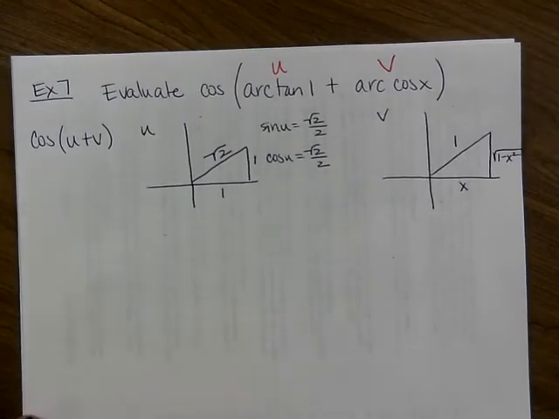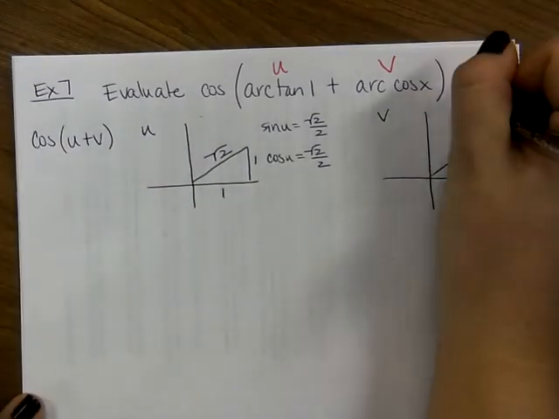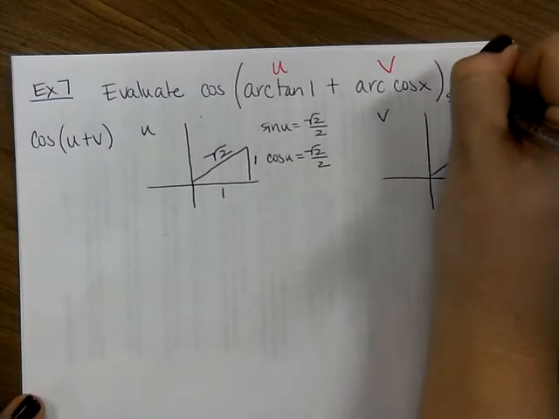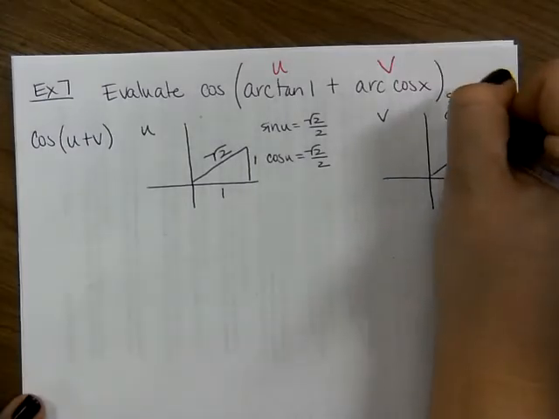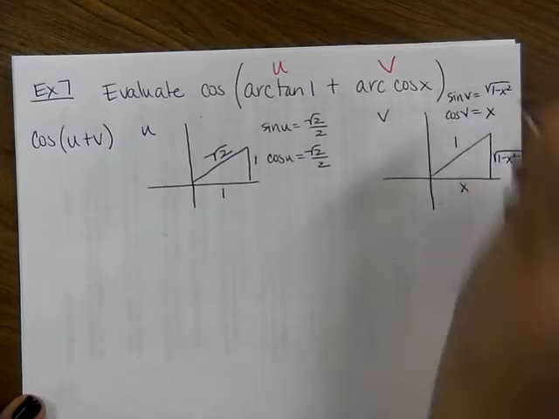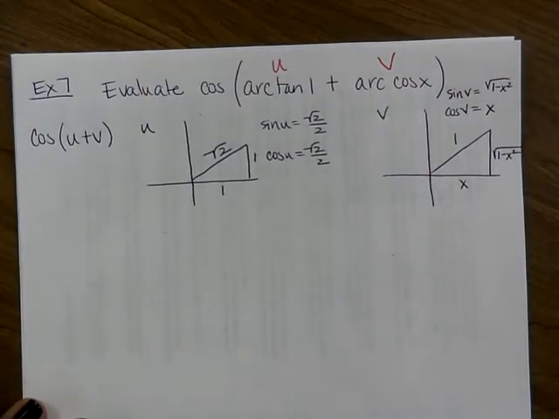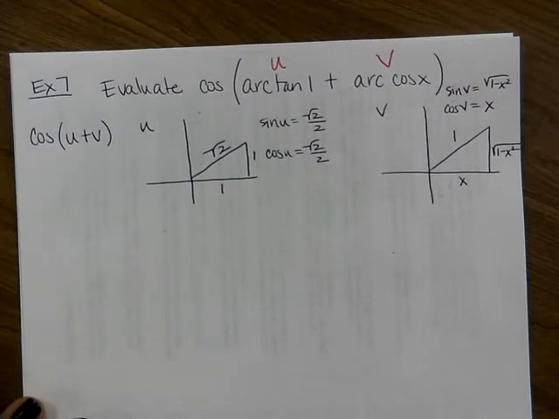Keep in mind that you're not allowed to take the square root of that, right? That is fully simplified. That is what it is. And now let's just make ourselves a note. That means that the sine of v is root 1 minus x squared, and that the cosine of v is x. So when we go to plug it in the formula, we'll be ready.